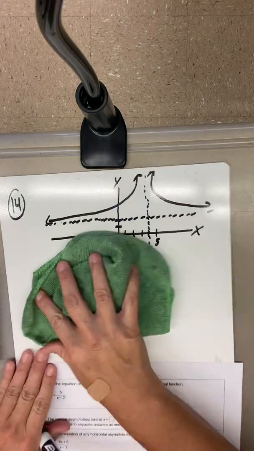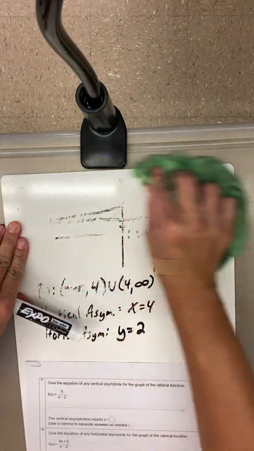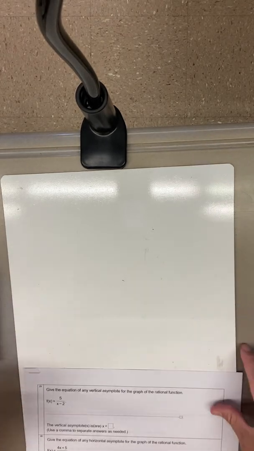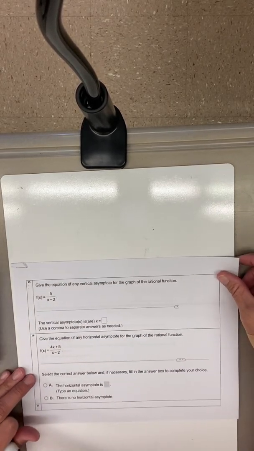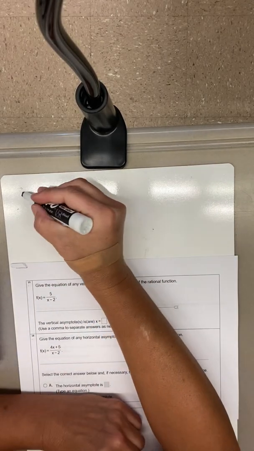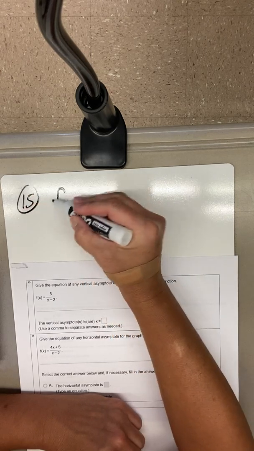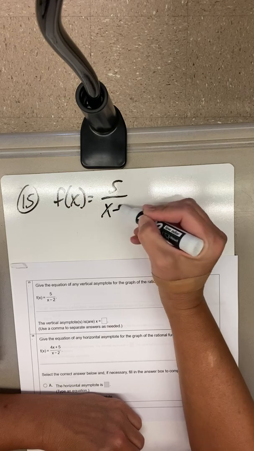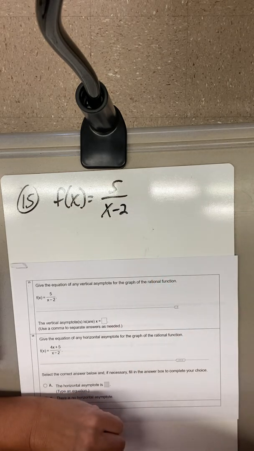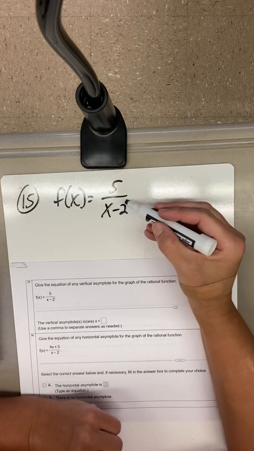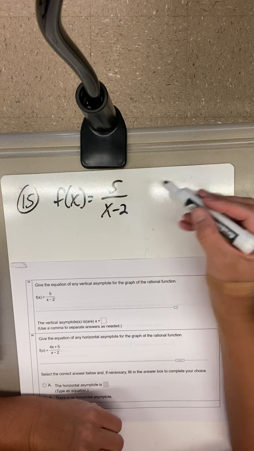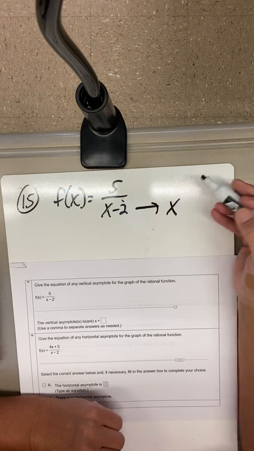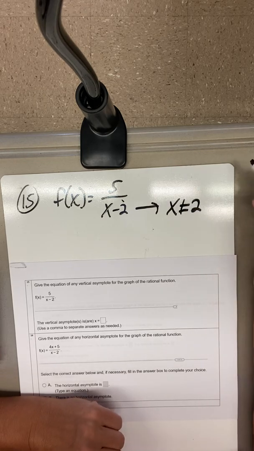All right, number 15 is going to give you a function this time, not a graph. And it wants you to give the equation of any vertical asymptote. So number 15, they give you 5 over x minus 2. Okay, remember we can't divide by 0. Well, when will this be 0? Well, it'll be 0 when x is 2. So x cannot be 2.